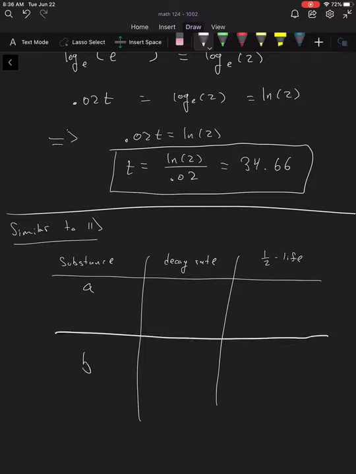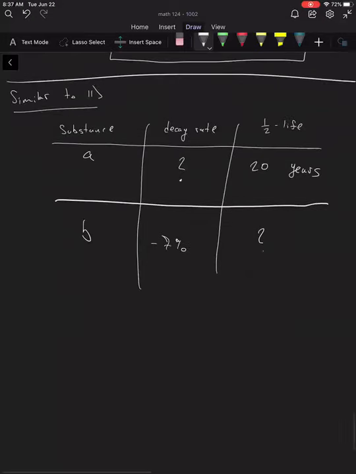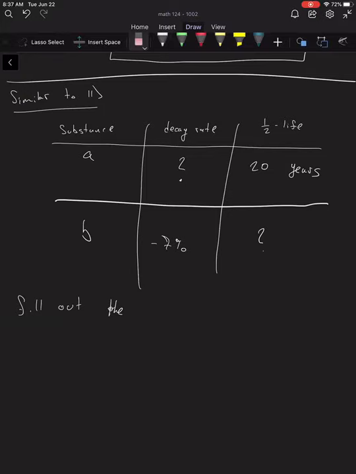So let's say our decay rate for A, we don't know, and the half-life is, let's say, 20 years. And let's say the decay rate for B is minus 7%, and we don't know the half-life. Now let's say we want to complete the table.